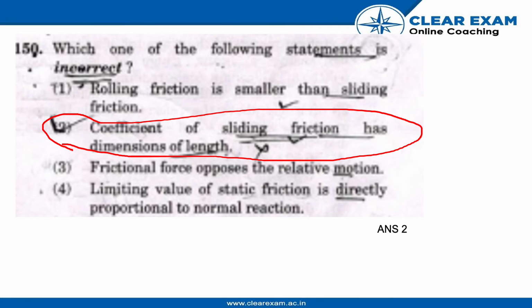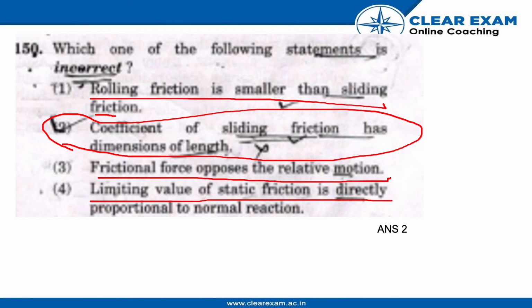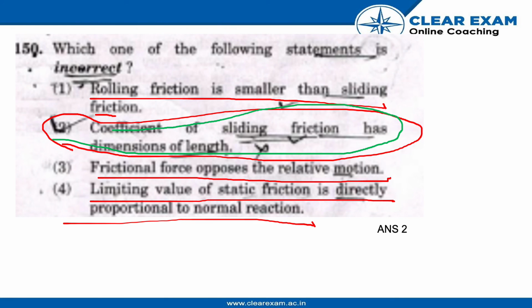length, is incorrect. And we know that rolling friction is smaller than sliding friction, which is a fact, and frictional force opposes the relative motion, which is also a fact, and the limiting value of static friction is directly proportional to the normal reaction, which is also a fact. So the only incorrect statement which is not a fact is this: coefficient of sliding friction has dimensions of length.